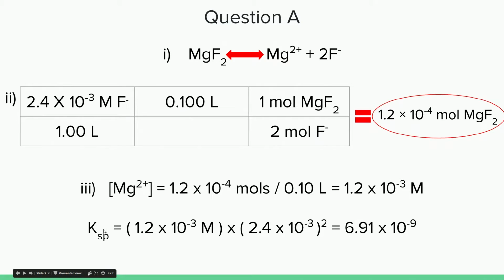And to get Ksp, you simply just have to plug the numbers in. So for Mg2+, the number was 1.2 times 10 to the negative 3rd. And for the F-, it was 2.4 times 10 to the negative 3rd. But we have to square it because it had 2 in its coefficient. And we end up getting 6.91 times 10 to the negative 9th. And there are no units for Ksp.